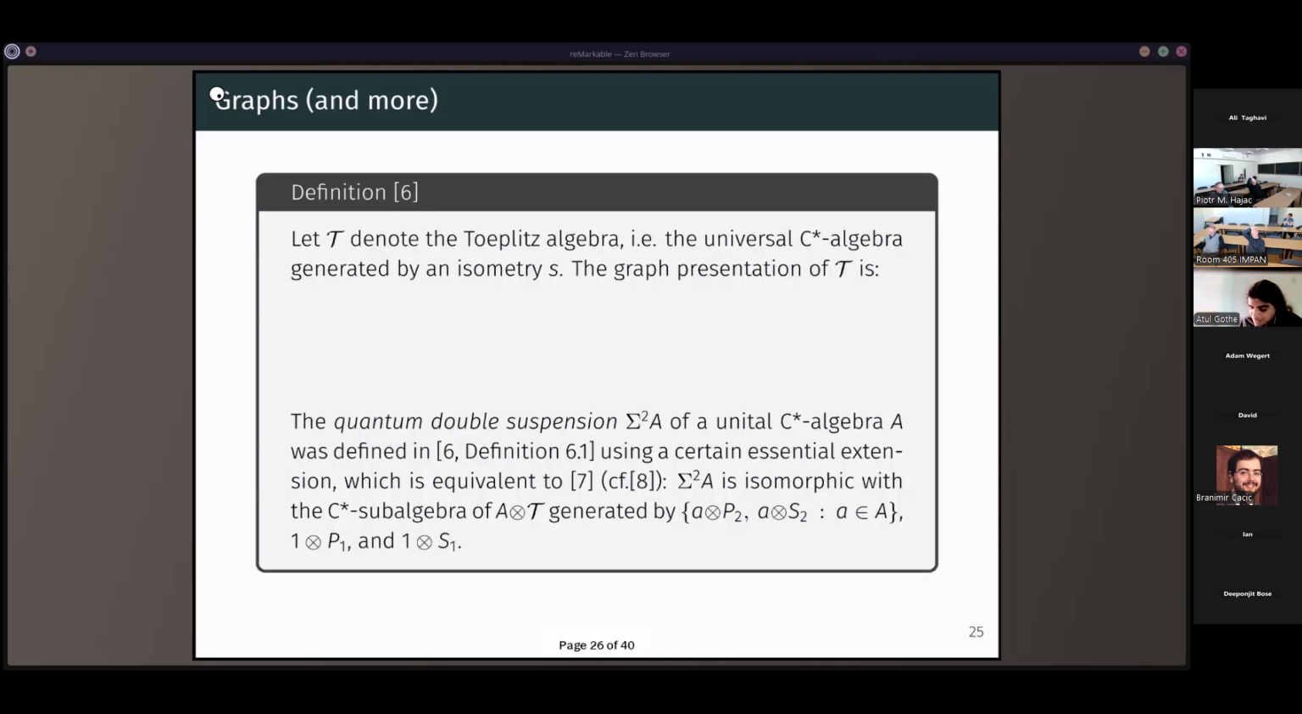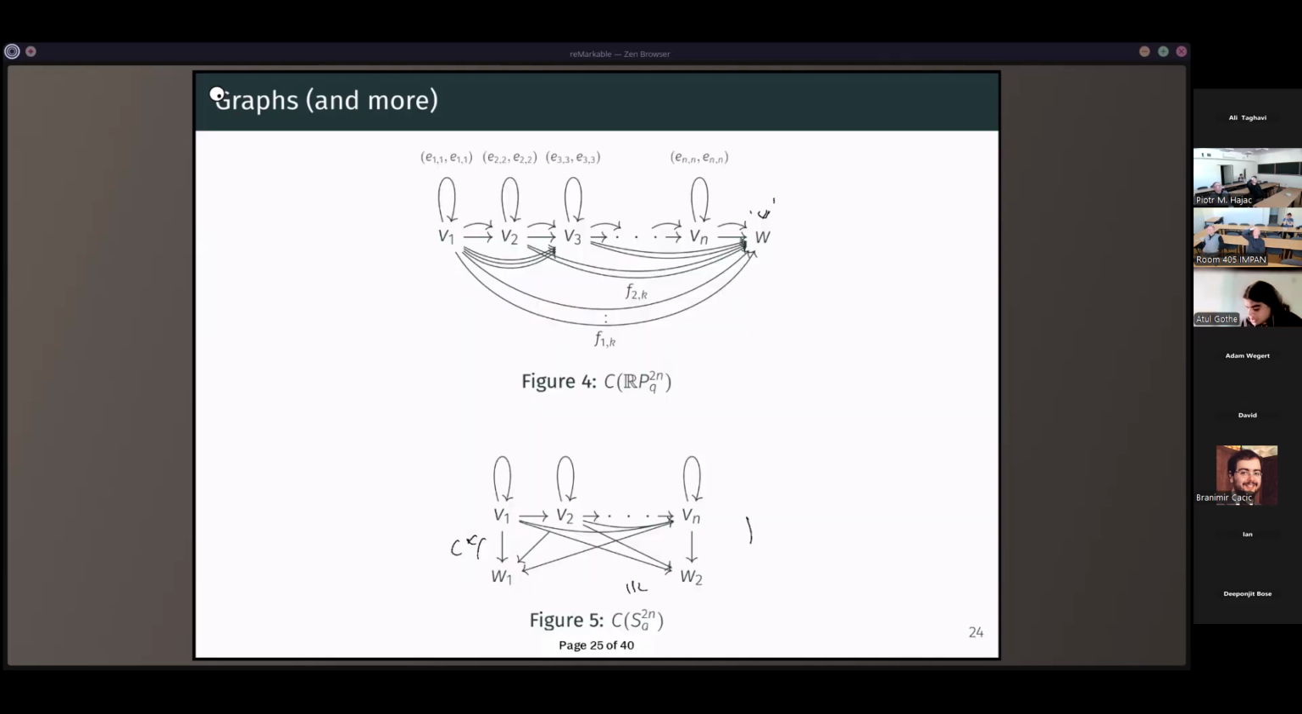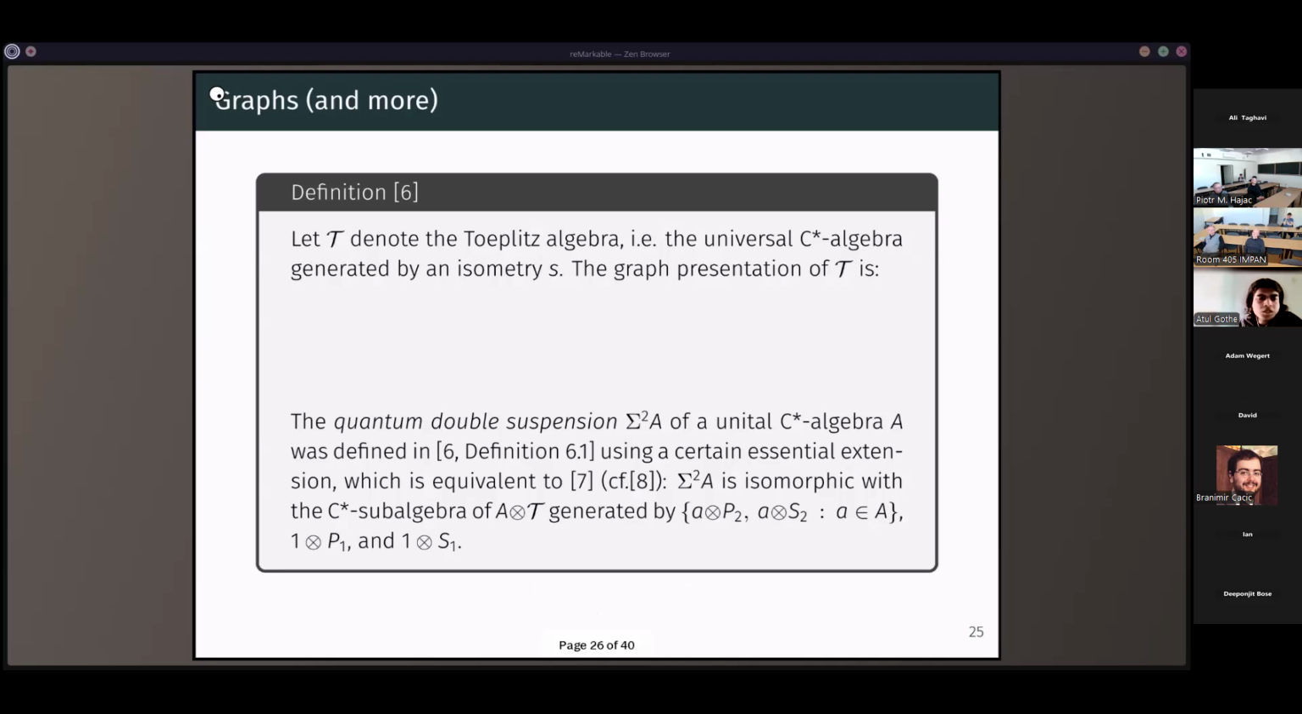So once we now have these definitions of real projective spaces and spheres, one more thing which we need for the quantum CW complex, or any CW complex, is some notion of quantum balls. In this case, we'll consider the quantum balls which are the Hong-Szymanski quantum balls, which are defined in the following way. Let T be the Toeplitz algebra, which is the universal C-star algebra generated by an isometry S. It also has a graph presentation, which is just like this. You have two edges and we have two vertices.